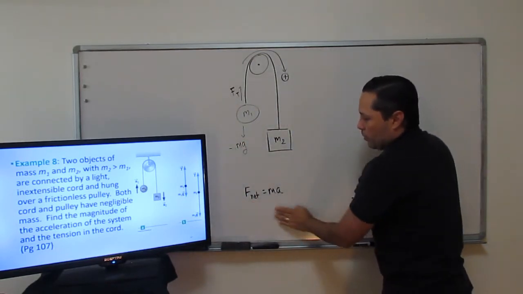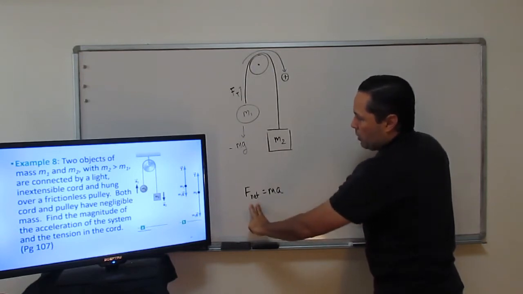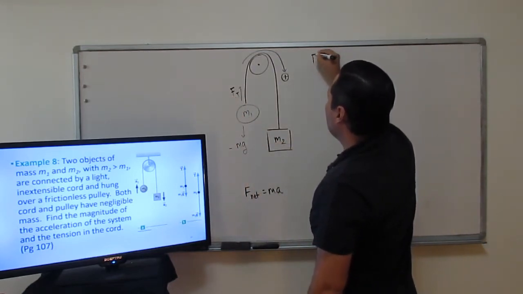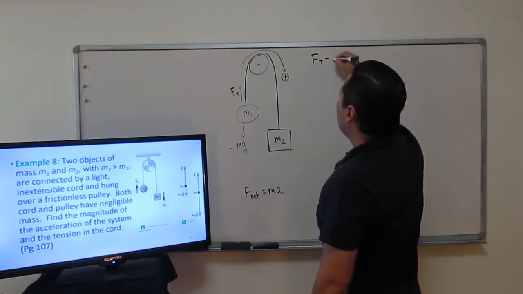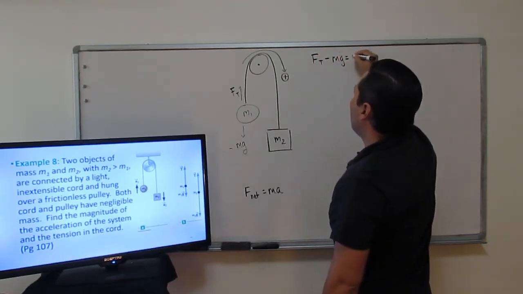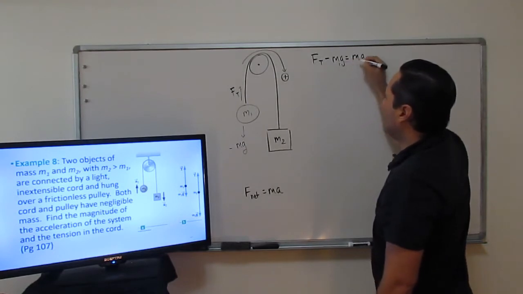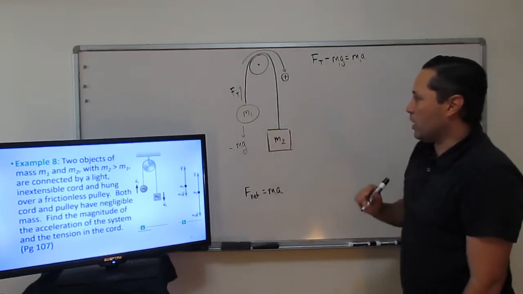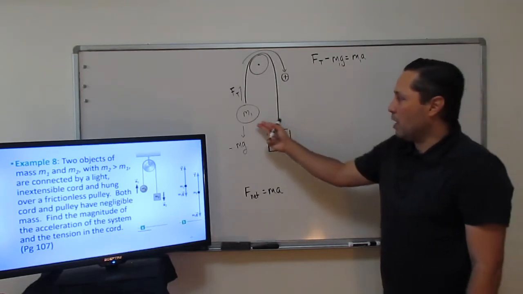Alright, now setting it up into Newton's second law, what's our net force? It's going to be force tension minus force gravity, so I'm going to write that down. Force tension minus force gravity is equal to mass times acceleration. That is for our first object, so you see me put the little ones right there. So that is for m1.